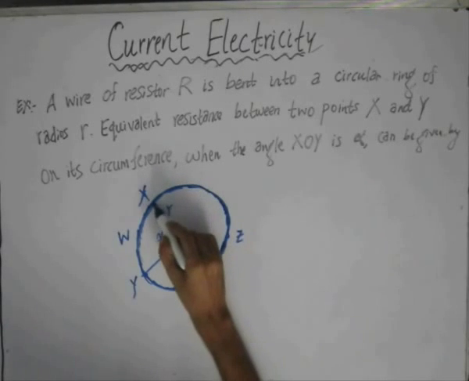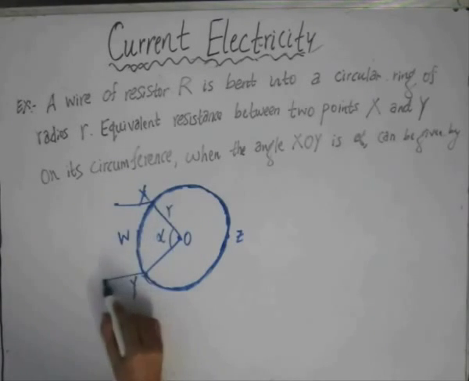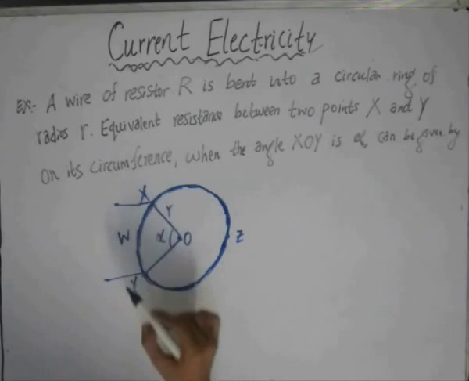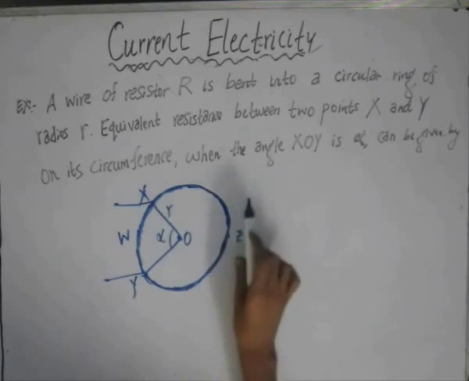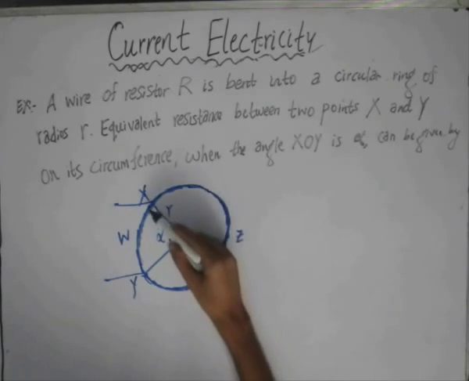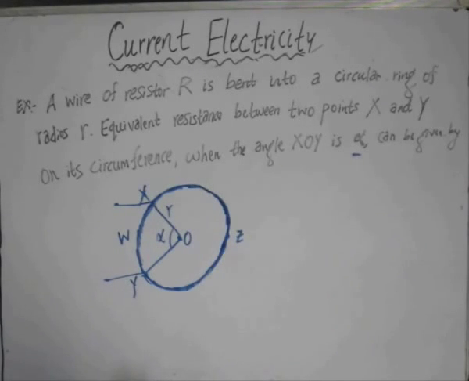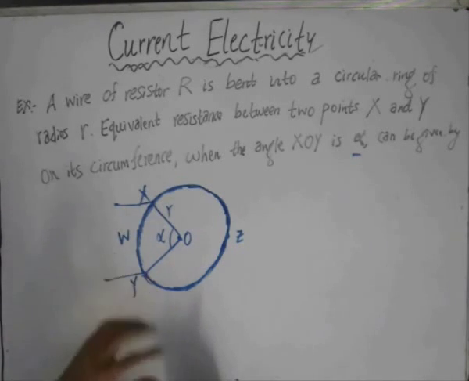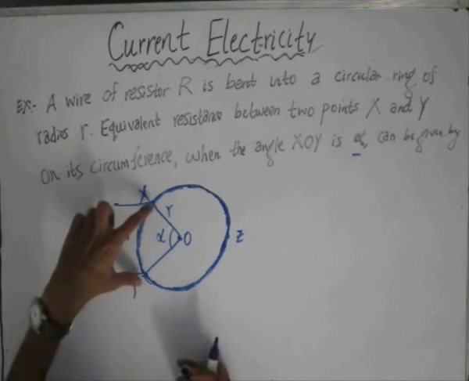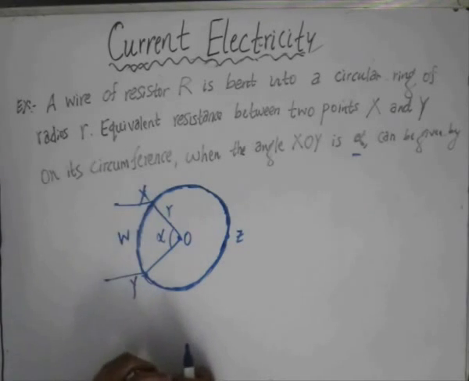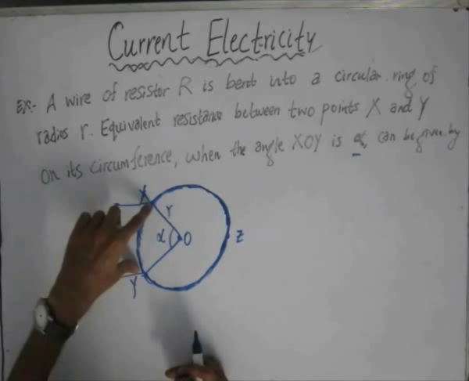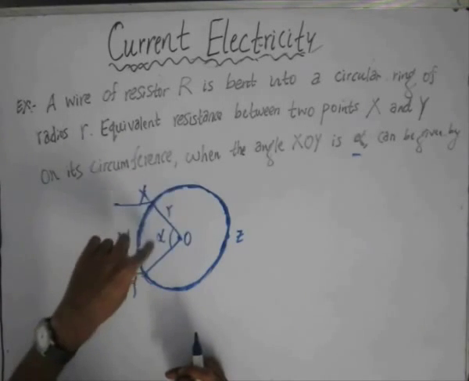Between these two points, we are required to find the value of the equivalent resistance on its circumference, when the included angle XOY for this ring is given as alpha. Now, when we observe this carefully, what we need to find is the resistance between the two points X and Y, and this is actually the parallel combination of the resistance of this length of wire and the remaining length of wire between X and Y.